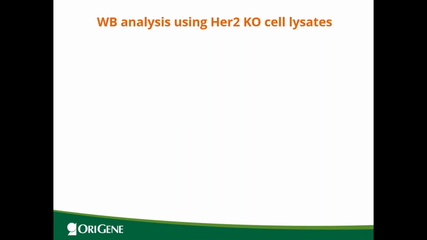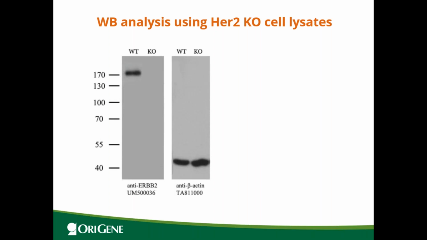So now let's use some examples to talk about the knockout validation using a knockout cell lysate. Again, here I'm using the data from the same anti-Her2 antibody that we have talked about previously. This is the UM50036 antibody. The specificity of this antibody has been verified with overexpression lysate in Western blot and by the 10K protein chip, which I showed the data for previously.